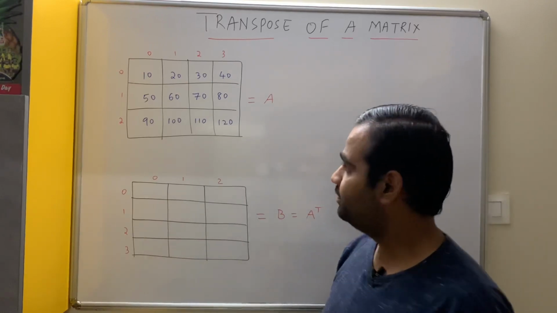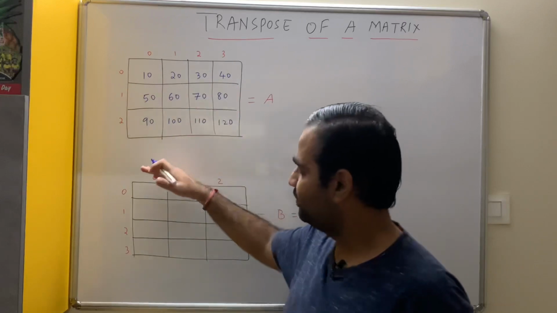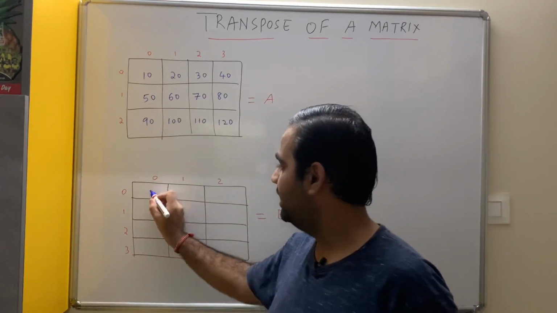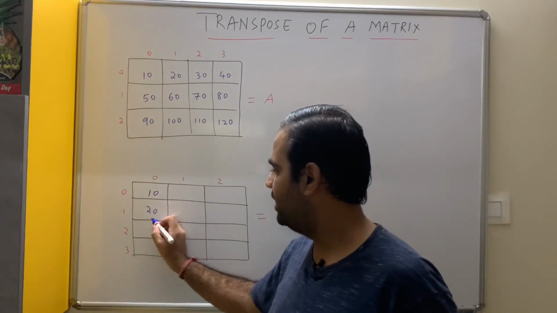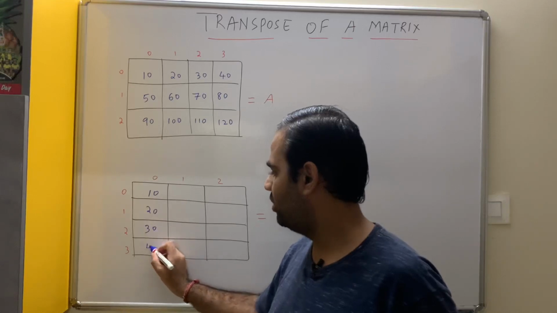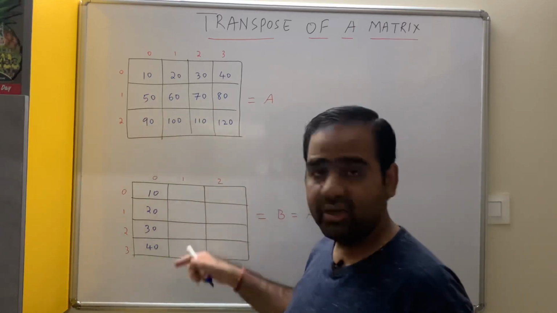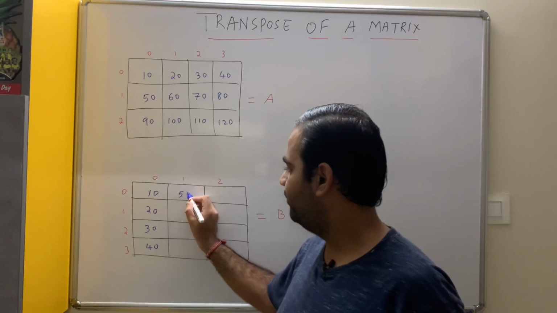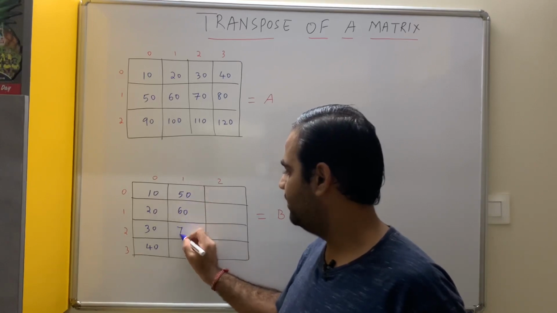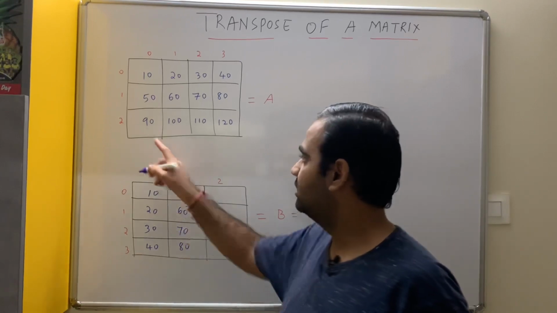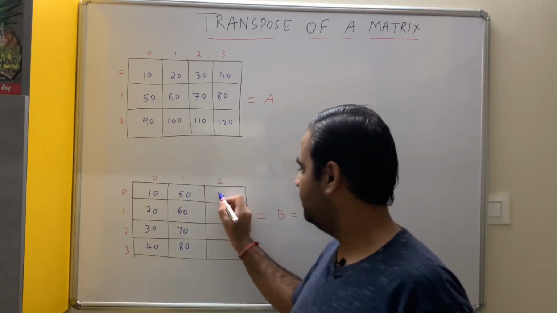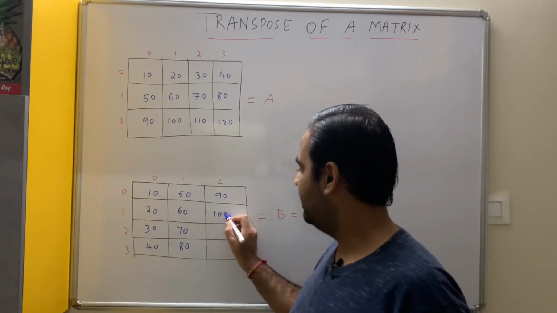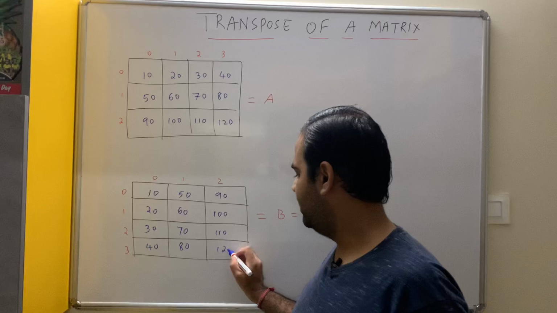It means the first row will be written at the first column. Hence we get 10, 20, 30 and 40. The second row is written at the second column. We get 50, 60, 70 and 80. The third row is written at the third column: 90, 100, 110 and 120.